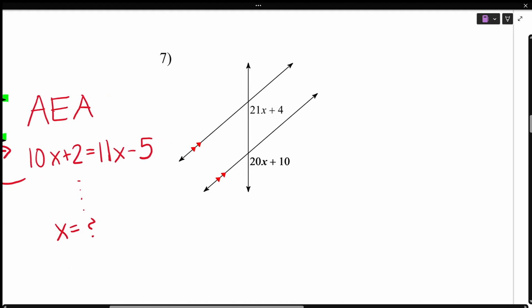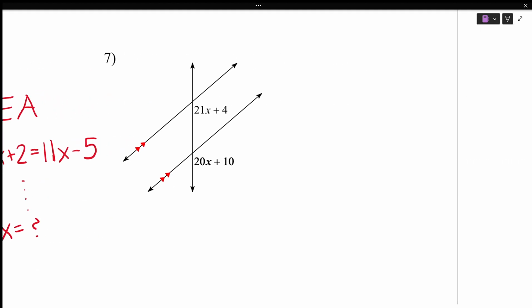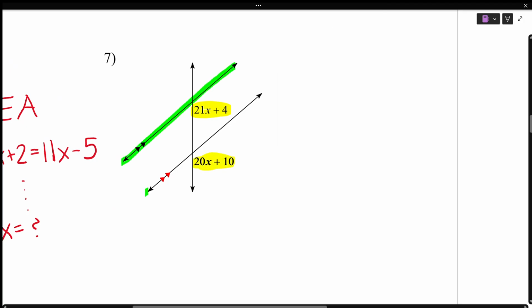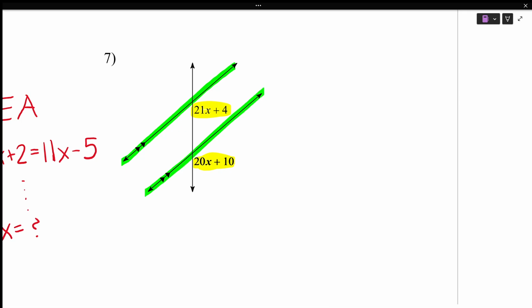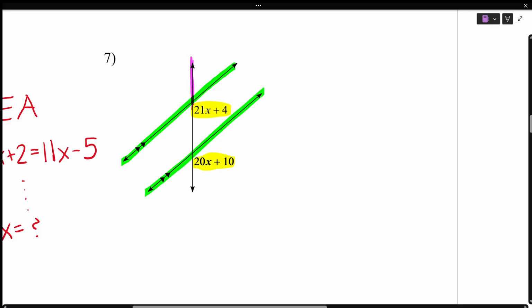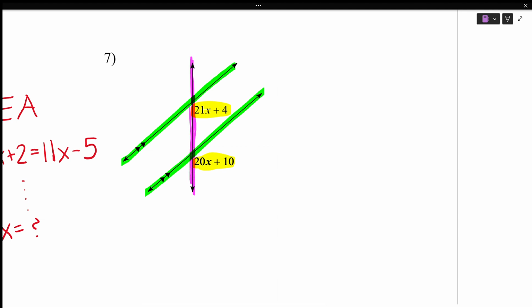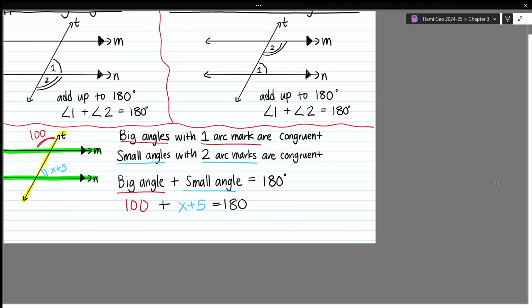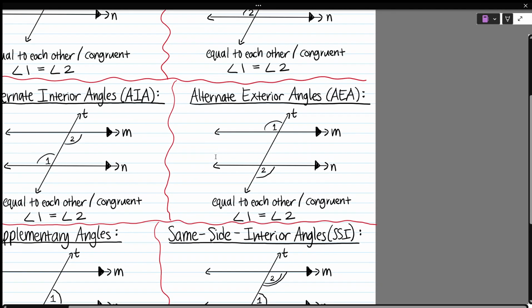Okay, what about number 7? Again, our angles are here. Parallel lines, boom, boom. Transversal line is this one. Cool, right? What kind of angles do we have here? Let's look back at our reference sheet.